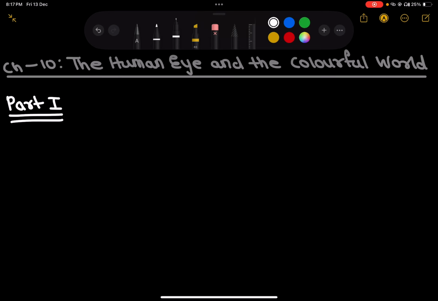Hello everyone, my name is Arya Devdar and this is part 1 of NCERT Class 10 Science, Chapter 10, The Human Eye and the Colorful World. Okay, so this is a new chapter. This is the second chapter of the physics section in your NCERT.